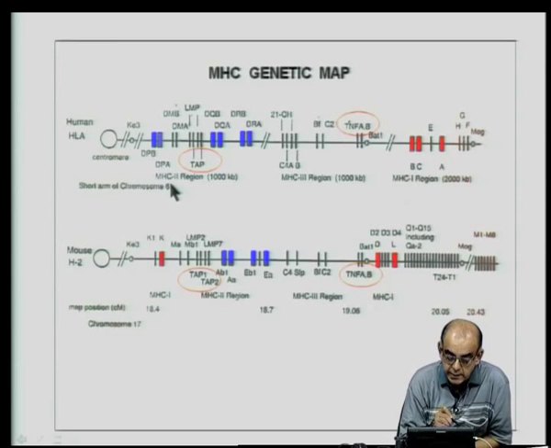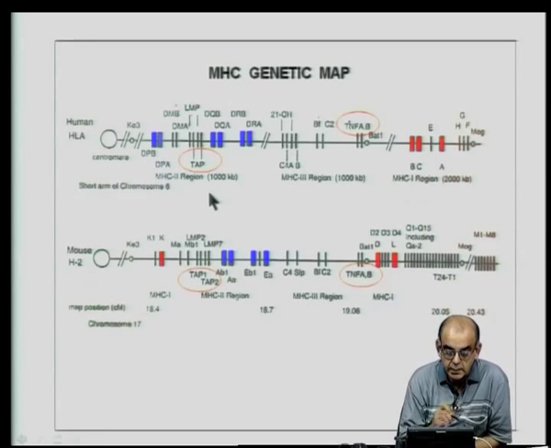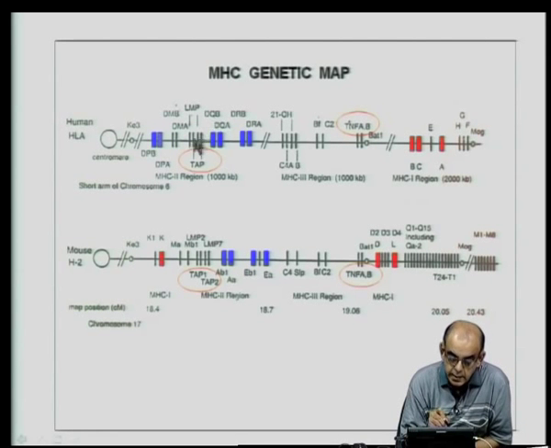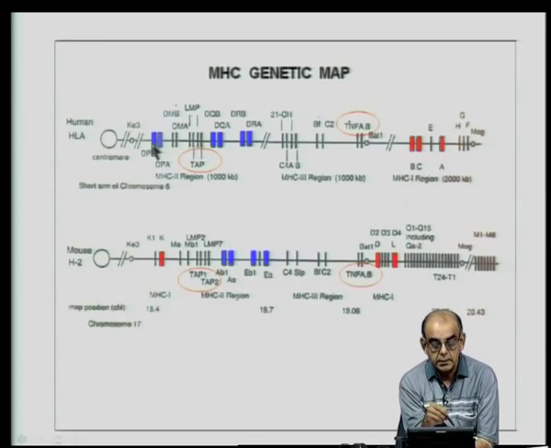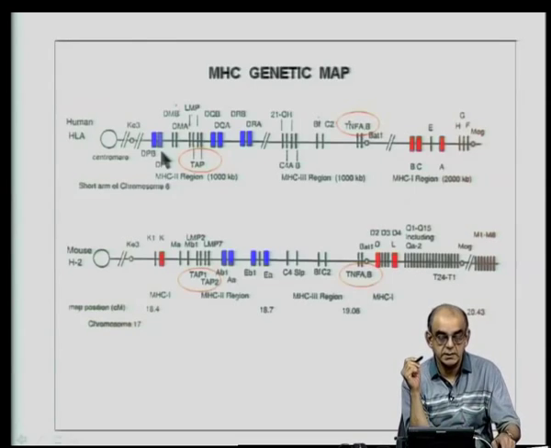So, you have HLA-DP, DQ and DR. So, you have DQ over here and you have DR and DP. So, you have different alleles. Since they are polymorphic, they are going to have different sequences, and therefore, different alleles are going to be expressed on the cell surface.